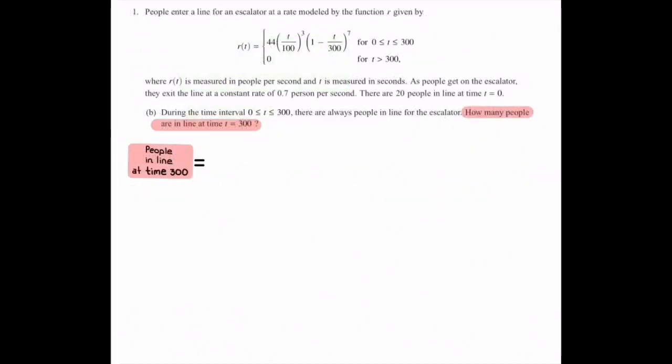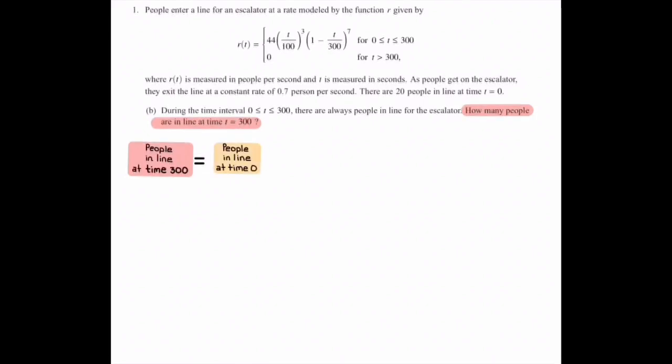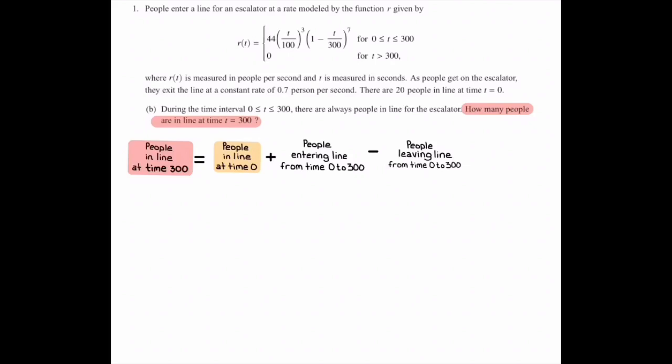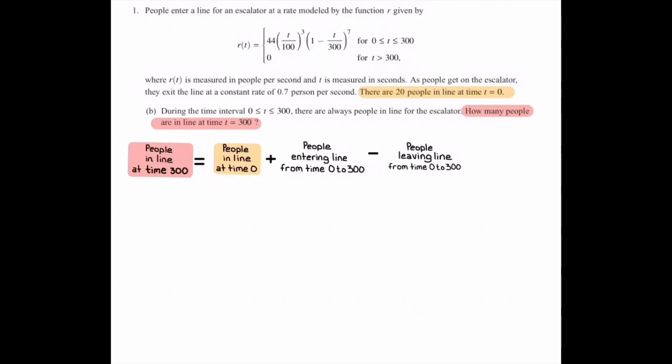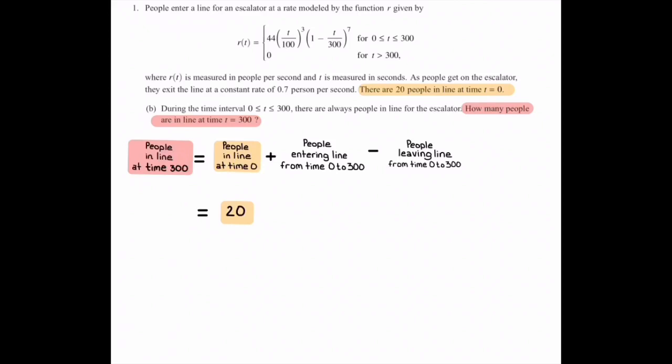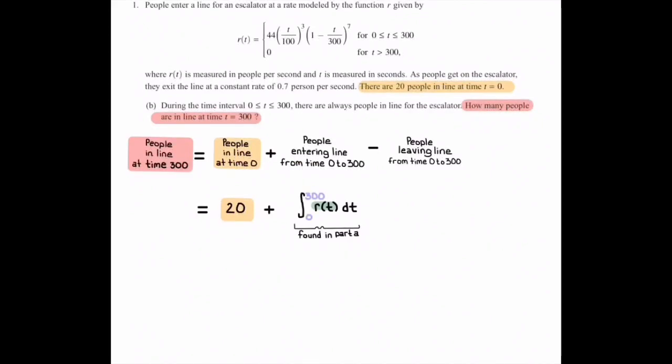To find the number of people at time 300, we will need to consider 3 things. Starting with the number of people in line at time 0, add to that the number of people who entered the line from time 0 to 300. Lastly, subtract out the number of people leaving the line from time 0 to 300. The number of people in line at time 0 is given: 20 people. We already found the number of people entering the line from time 0 to 300 in Part A.